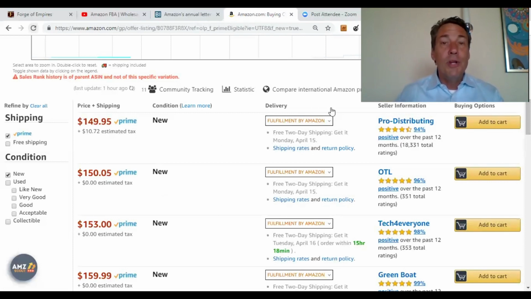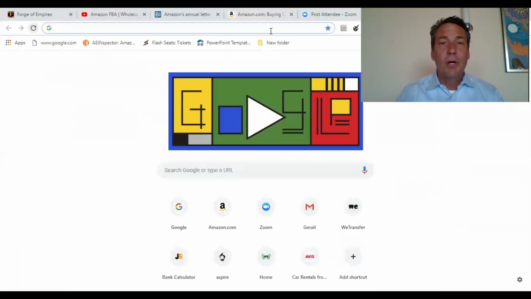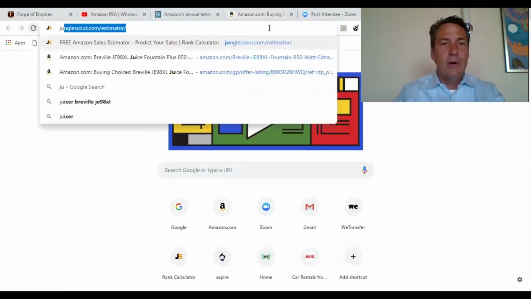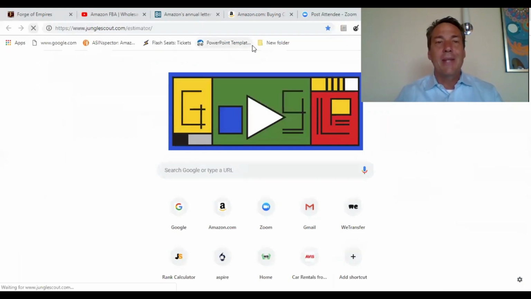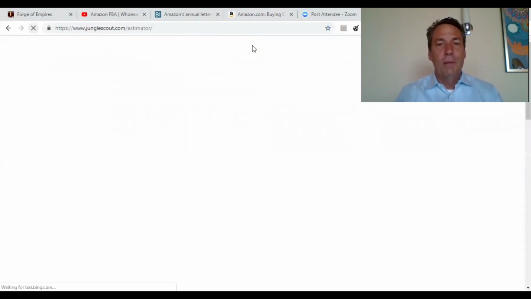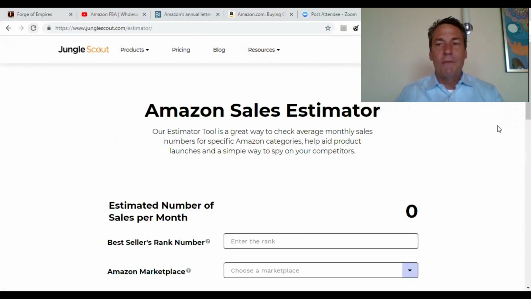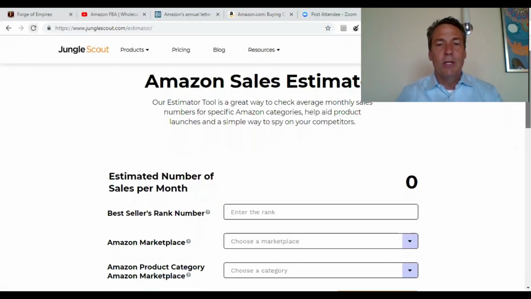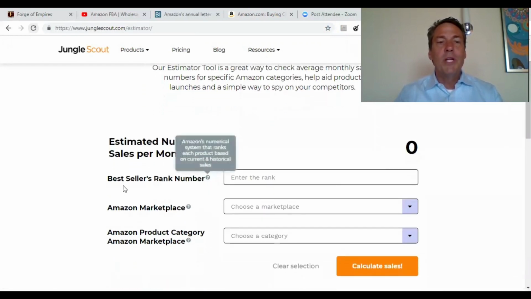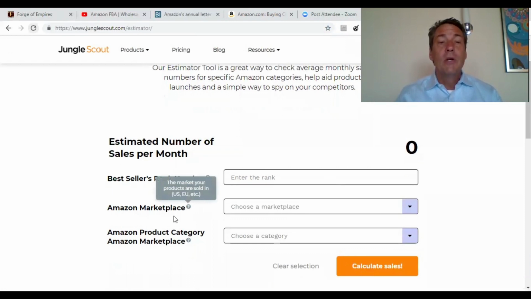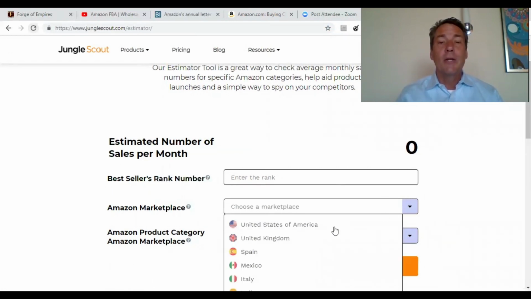Well, I'm going to show you another tool. This tool is called Jungle Scout Estimator. You can get to it by going to junglescout.com/estimator, and then it pulls it up right here. What we're going to do is input some information. So let's take a look at what they're asking us for. Number 1, we need to know the BSR, or the bestseller ranking. We also need to know what marketplace we're going to be in. Well, we're going to be in the US market.